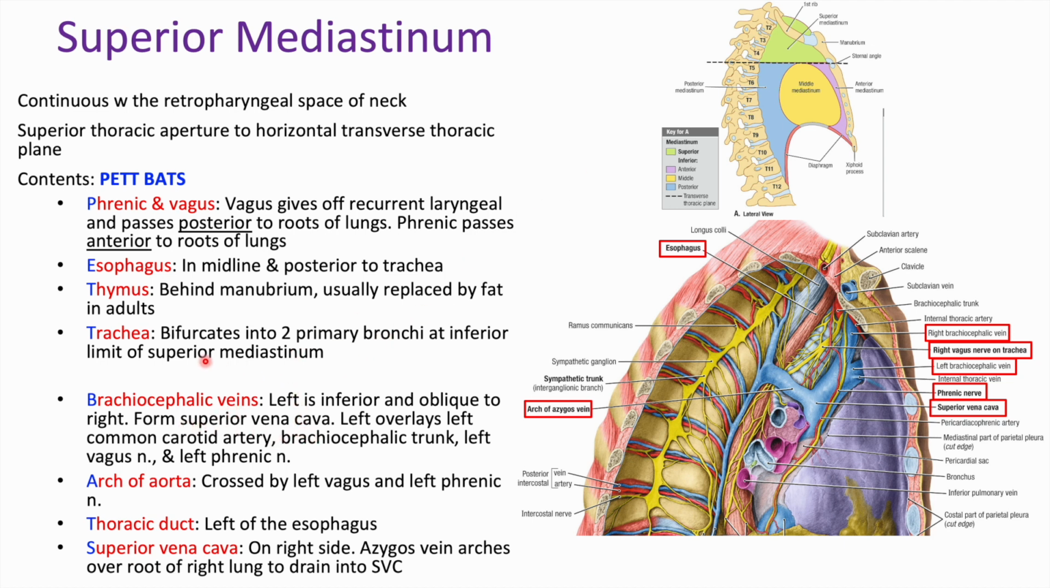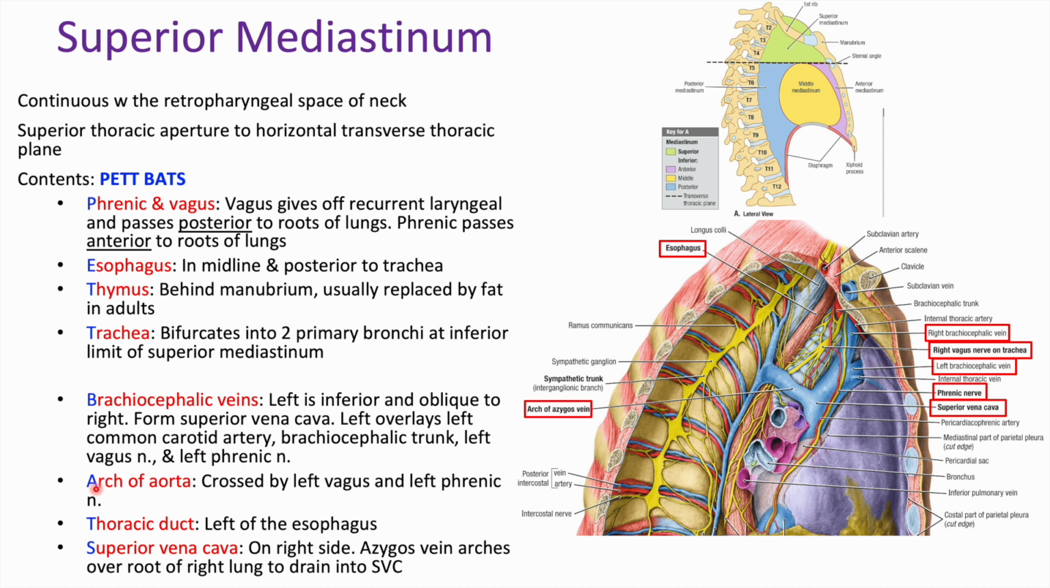Our left brachiocephalic vein is going to be inferior and oblique to the right, and the left is also going to overlay the common carotid artery, the brachiocephalic trunk, the left vagus nerve, and the left phrenic nerve. This is our superior vena cava, which is going to get fed into by our right brachiocephalic and left brachiocephalic.